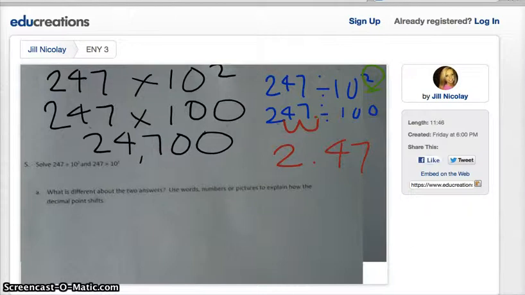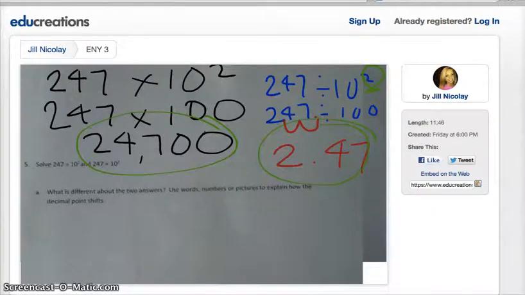What's different about the 2 answers? Well, guys, look at it. What's different about this answer and this answer? One's bigger and one is smaller. Use words to explain how the decimal points shift.